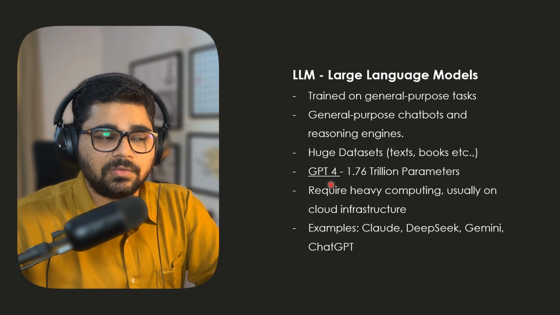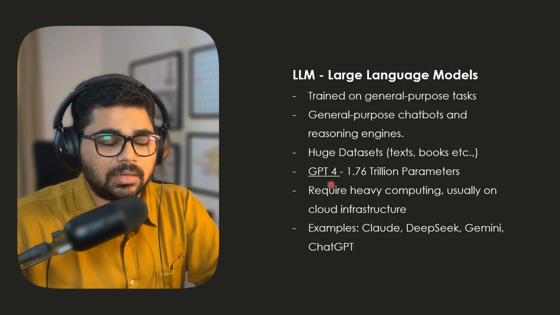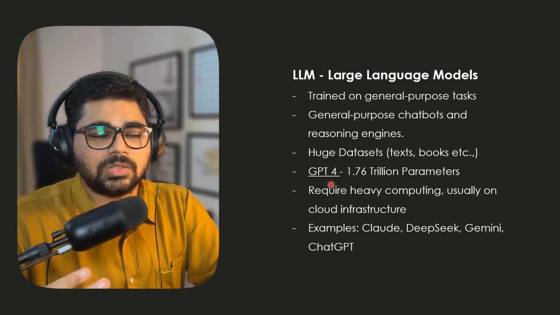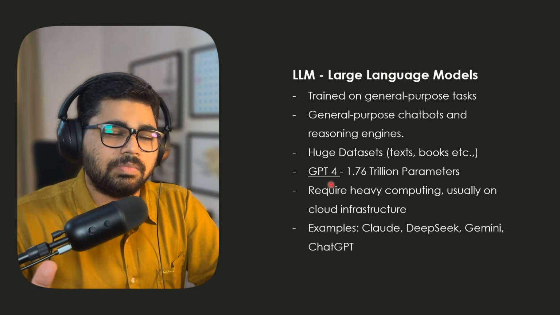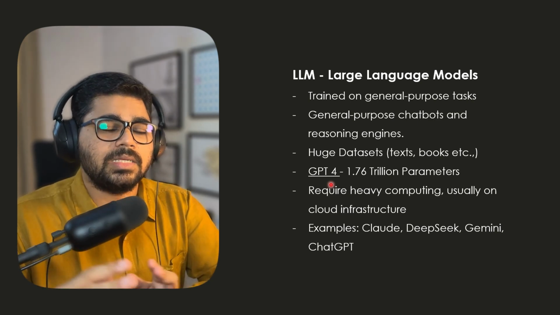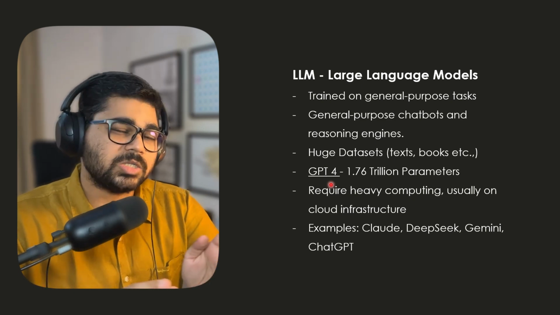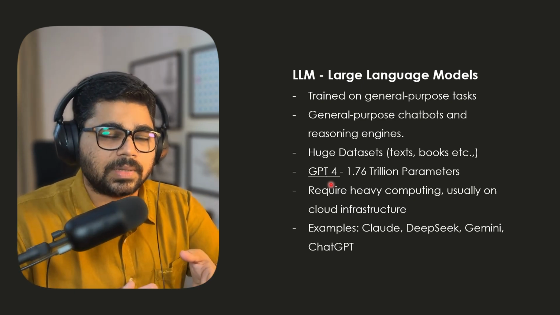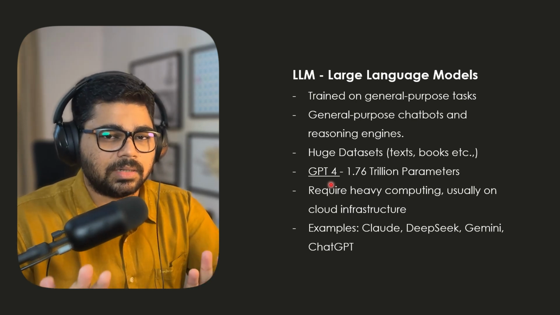For example, GPT-4 was trained on 1.76 trillion parameters, right? And we're talking about heavy computing right now. So most of these tools have been trained on cloud interface, right? So that's briefly what an LLM is. These are models trained on huge data sets, not specific data sets, but huge data sets, which allow you to use them, right? That's what basically an LLM is. Let's keep it simple till now.